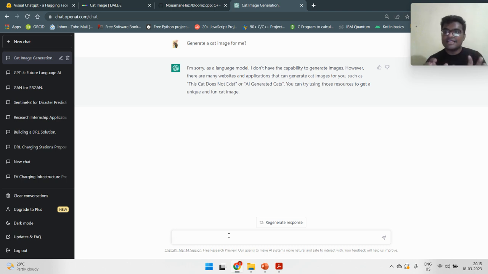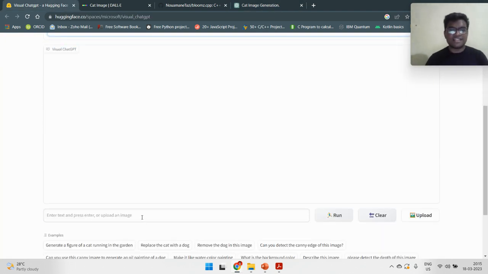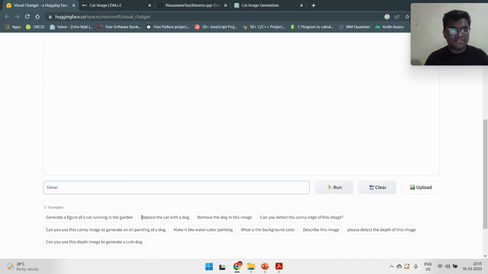Now let's have the extended version of it. Visual ChatGPT is an extended version of ChatGPT. You can use this; I'll post a link in the description box. Let's ask the same question over here: generate a cat image for me.